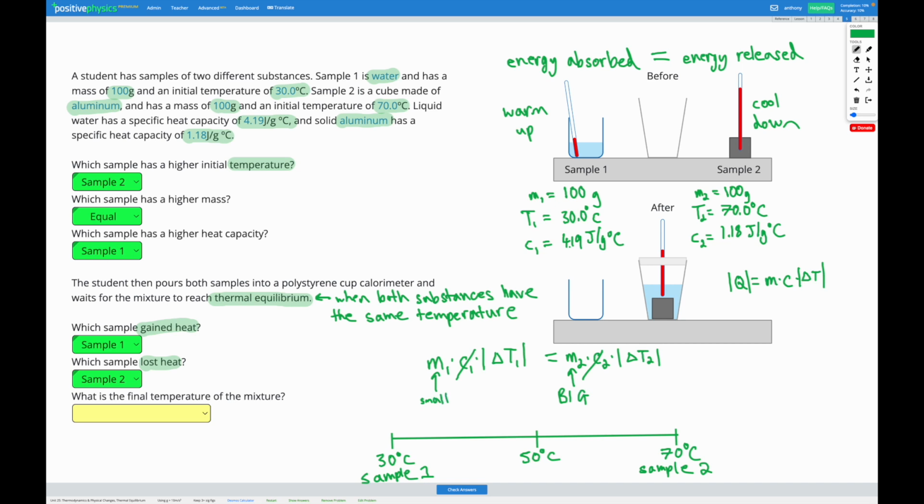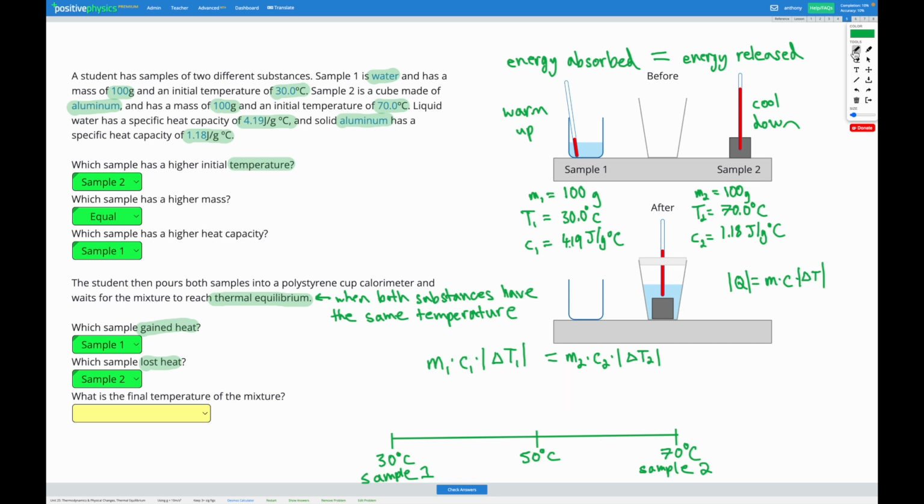Now, in order for the left-hand side and the right-hand side of our equation to equal each other, mass 1 times the change in temperature of 1 must equal mass 2 times the change in temperature 2. So that means if we have a really small mass 1, we're going to need a big change in temperature, so that when on the right-hand side we have a big mass, that can multiply by a small change in temperature, and small times big is going to balance out with big times small, so they can be equal. So in this case, if we had a really big mass of sample 2, that means our change in temperature for sample 1 would have to be bigger. So that means our change in temperature would be bigger for sample 1, and it would be smaller for sample 2. That would put our final temperature somewhere between 50 and 70 degrees C. It would be closer to sample 2 than to the center point.